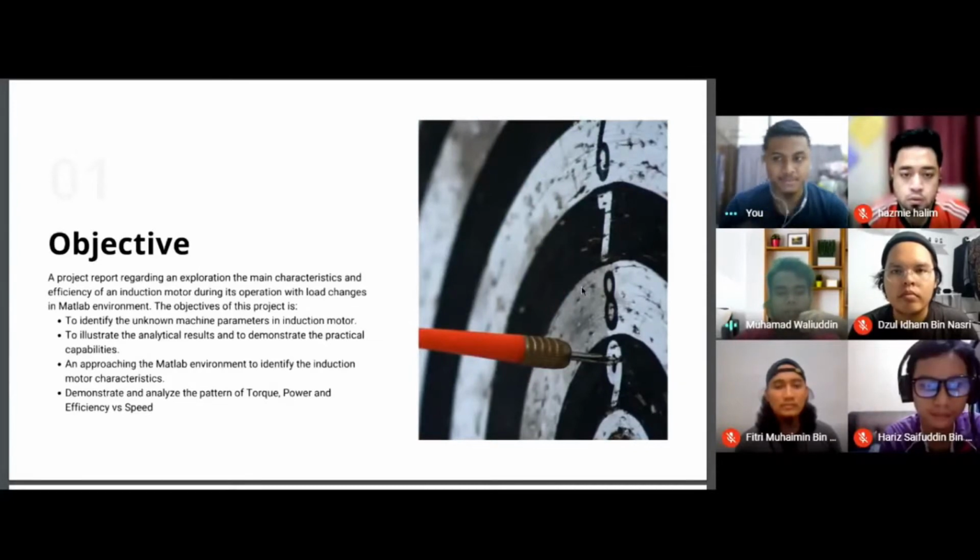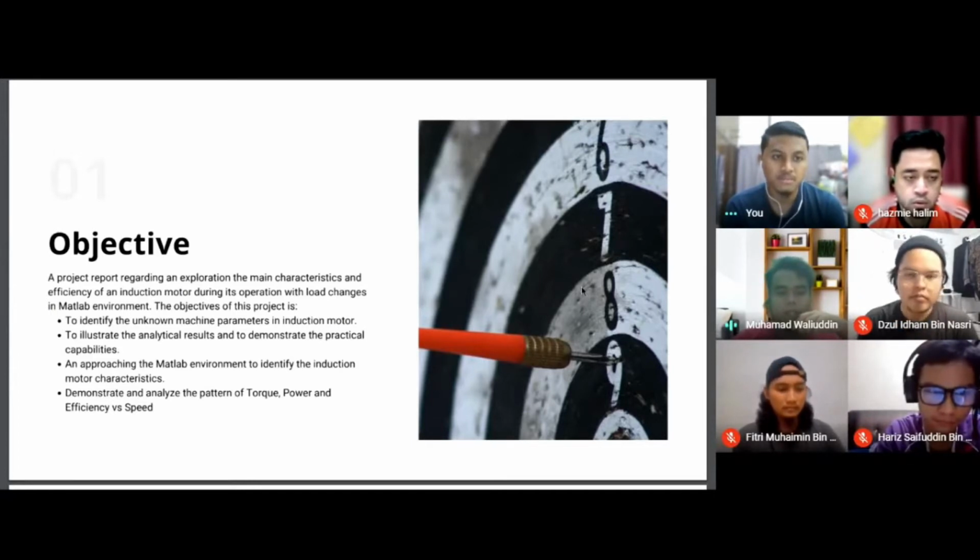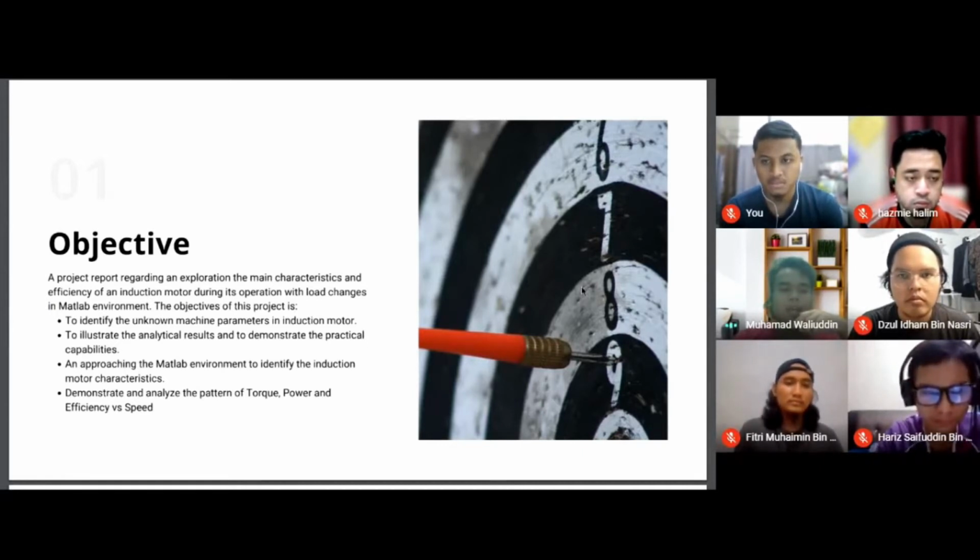Now, for the objective, this is a project report exploring the main characteristics and efficiency of an induction motor during its operation with load change in the MATLAB environment. The first objective is to identify the unknown machine parameters in the induction motor. The second is to illustrate the analytical result and demonstrate the practical capabilities. The third is to approach the MATLAB environment to identify the induction motor characteristics, and the last one is to demonstrate and analyze the pattern of torque, power, and efficiency versus speed.